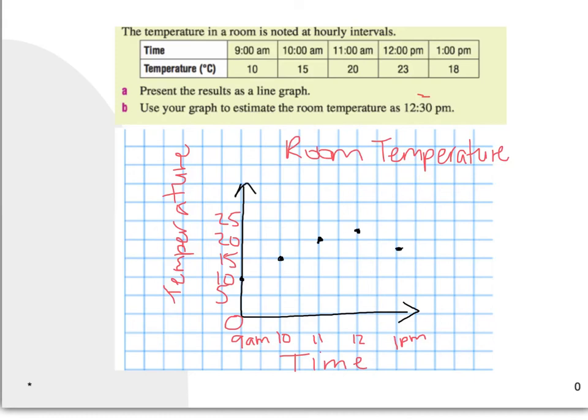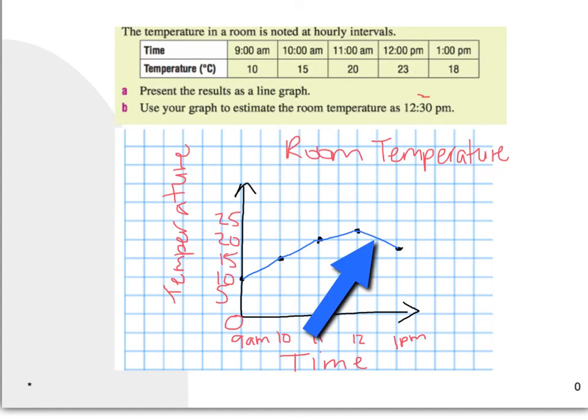Alright, then we can draw our lines and join them all together. And there we have it. I've drawn the line graph. Now we needed to present the results as a line graph, and then we needed to use the graph to estimate the room temperature at 12:30. Alright, well, you can see that 12:30 is around about here. Alright, so at 12:30 we look across, it was 20 degrees.